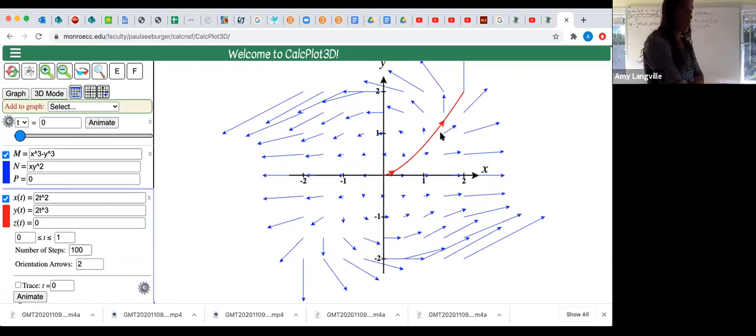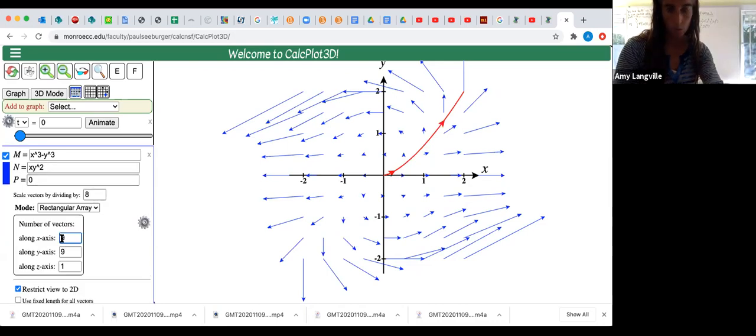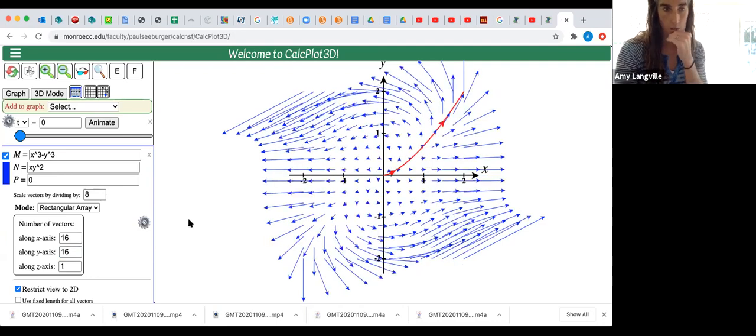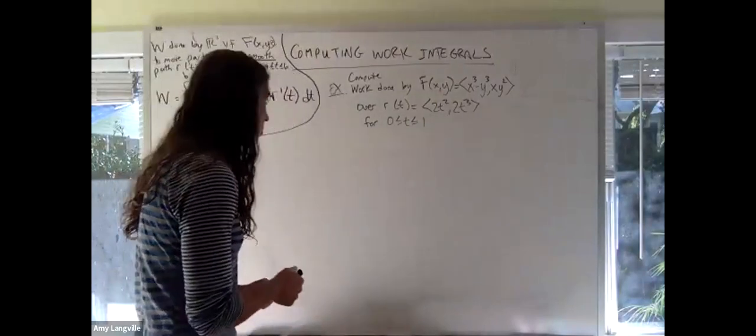And again, it'd be a good idea just to get an estimate. Is the work going to be positive or negative? Maybe we should add a little more. Okay, so maybe sort of orthogonal in the beginning there, and then moving with the field. So we'd expect a positive value when we do this computation.